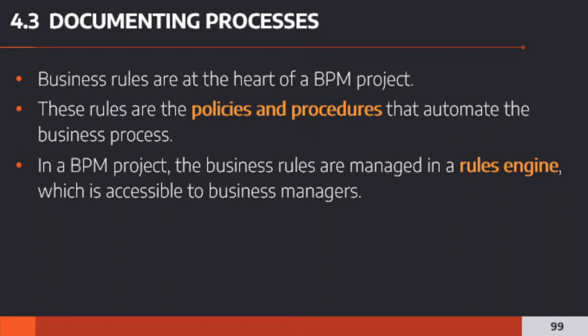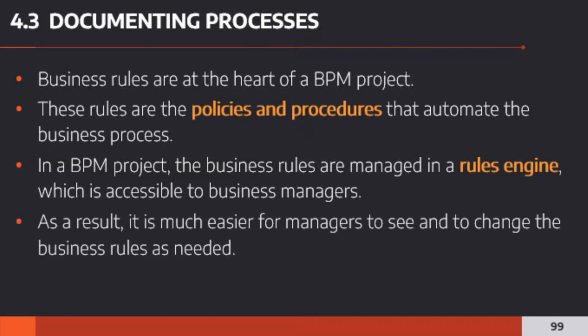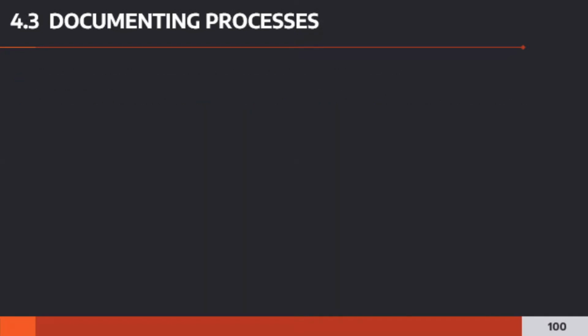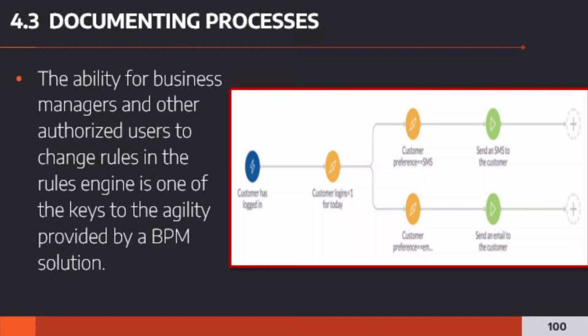Okay, so for example, if one of the rules is to inform the customer by sending email, so definitely your system will have to send email to your customers. So as a result, it is much easier for managers to see and to change the business rules as needed if they are using the rules engine. To give you an idea what a rules engine is, let's look at this diagram. Again, it's a drag and drop diagram wherein the ability for business managers and other authorized users to change the rules in the rules engine is one of the keys to the agility provided by a BPM solution.